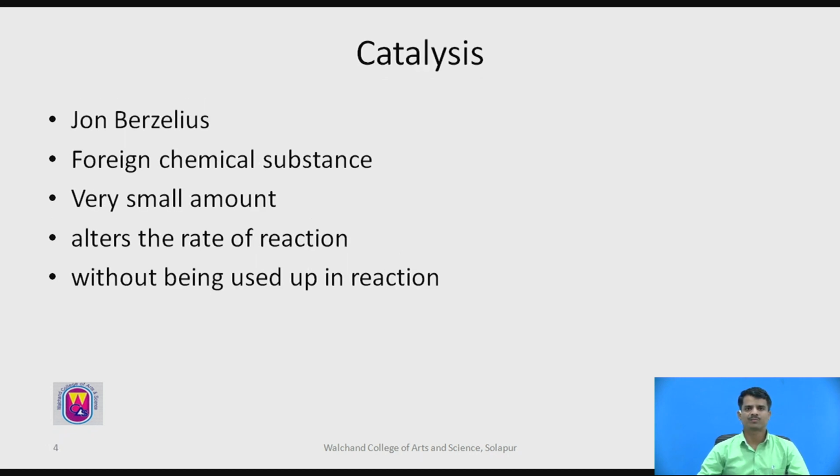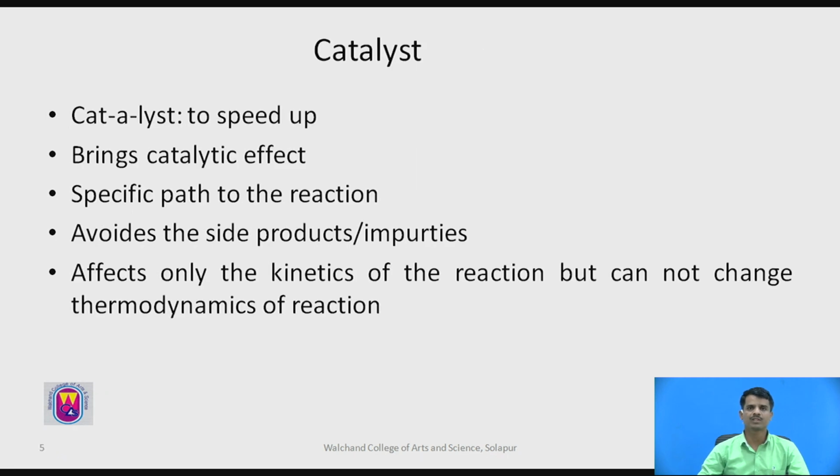Scientist John Burgess was the scientist who first used the term catalyst in science. The substance or compound which, when added to a reaction mixture in a very small amount, alters, either increases or decreases, the rate of chemical reaction without taking part in the chemical reaction is called a catalyst, and the role played by the catalyst in a chemical reaction is called catalysis. The term catalyst is derived from the Greek word, meaning to speed up.